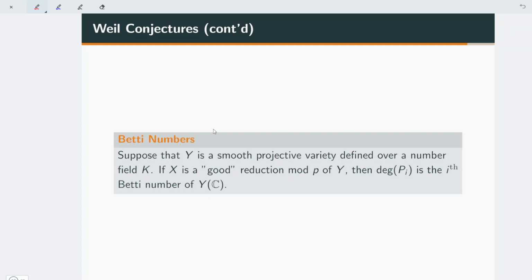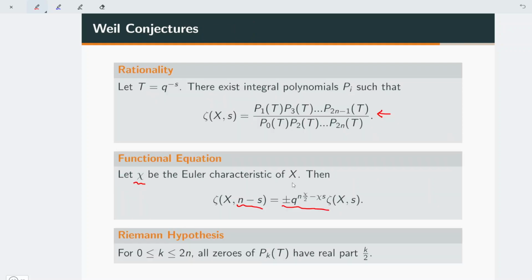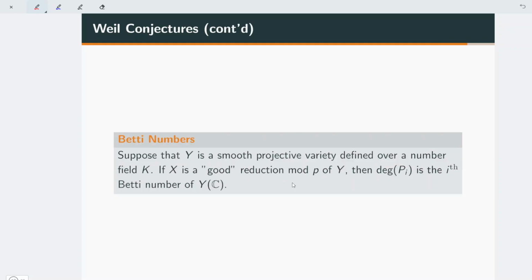And the final conjecture is the Betti numbers conjecture. So if X comes from some analytic variety, basically, then we can relate the degrees of those polynomials to the Betti numbers of Y considered as a complex space. So in more detail, suppose that Y is a smooth projective variety defined over some number field that's a finite extension of the rationals, so you can in particular embed it into the complexes.